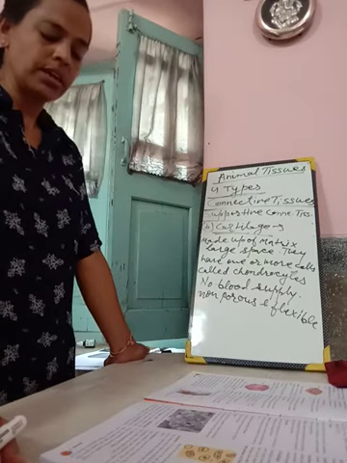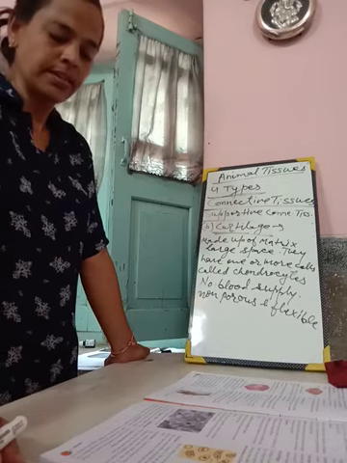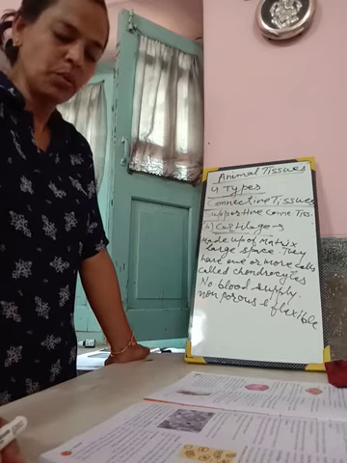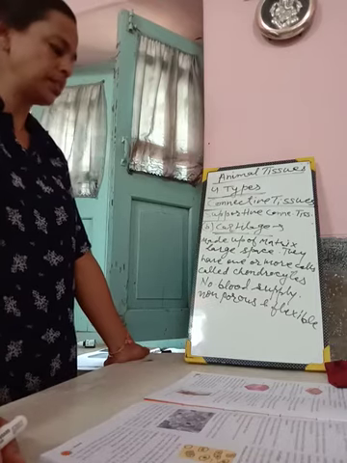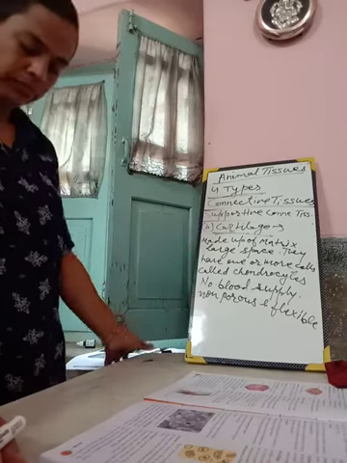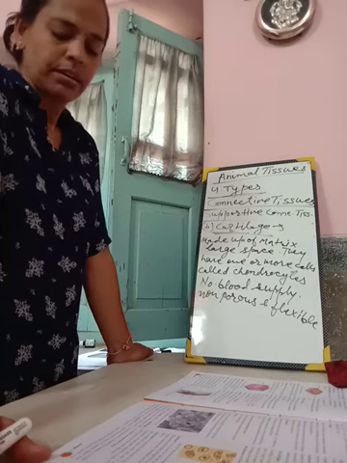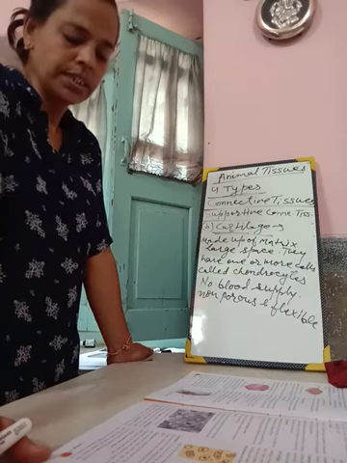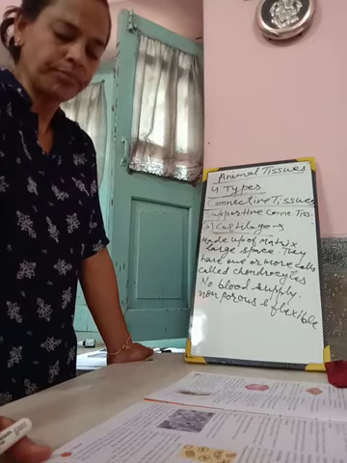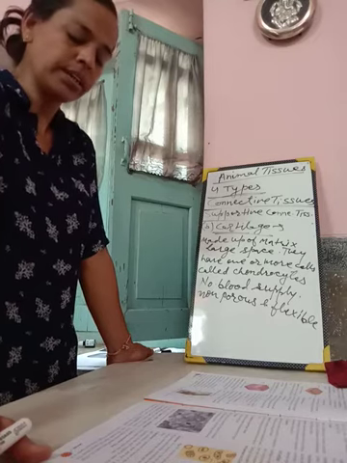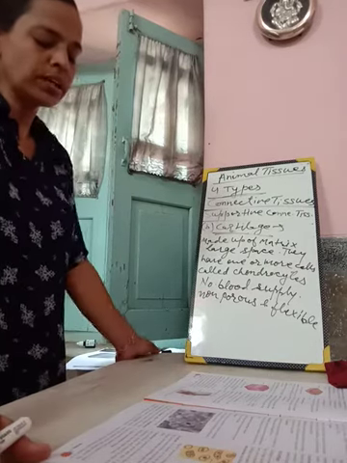Now function. Cartilage protects the bones of the joints and vertebrae from wear and tear. It gives flexibility, shape and support to some body parts like the nose and ear. This is all about the supportive connective tissue.